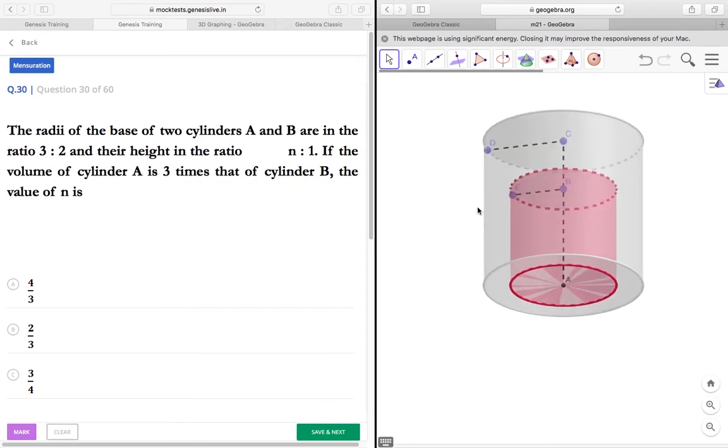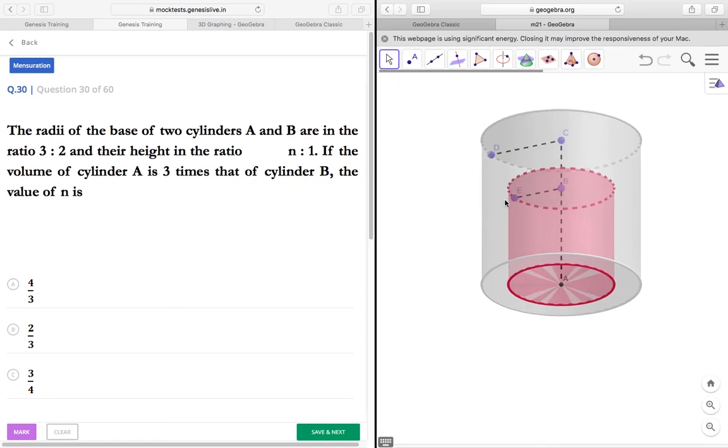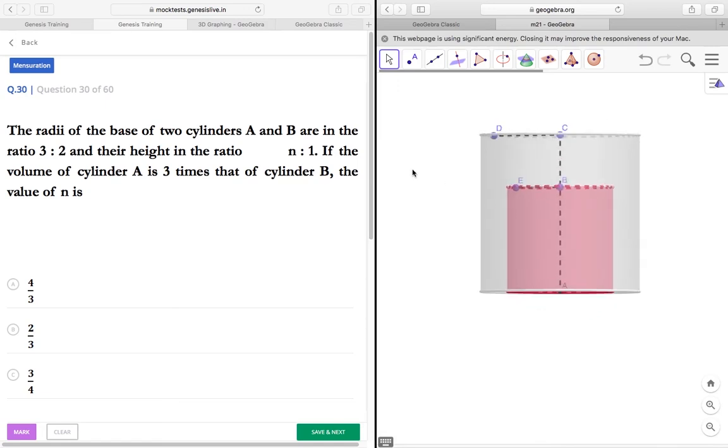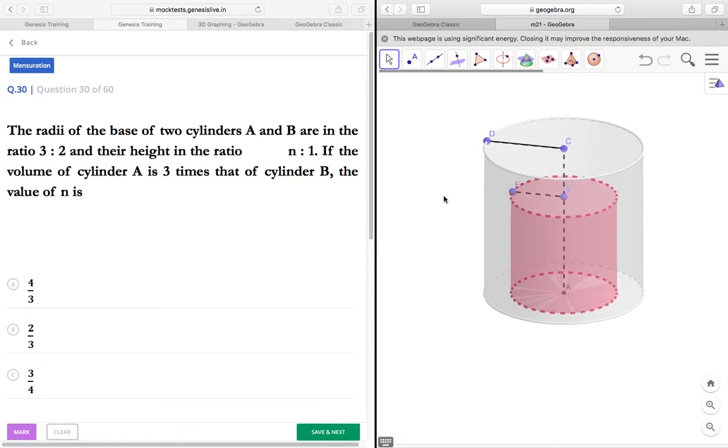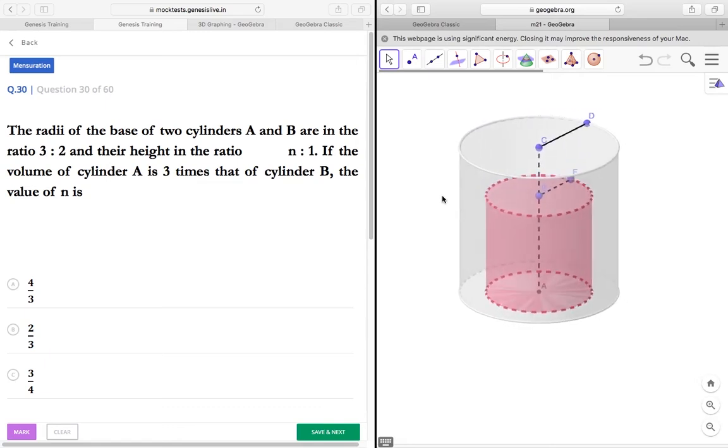Okay, now I think it is more visible. And the ratio of the height is n:1. For example, if the height of the larger cylinder AC is n, then BA will be equal to 1. If the volume of cylinder A is 3 times that of cylinder B, the value of n is. Great. So this is just for you to make the visualization process a little easier, that's all.